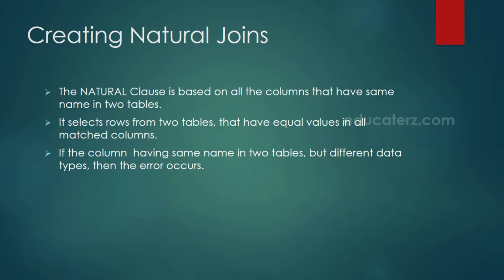For example, we have table A and table B, and table A has a column called column 1, and table B also has a column with the same name, column 1. But table A's column 1 has a data type, say for example varchar2, and table B has a column with the same name, column 1, with a data type, say date. When you join these two tables A and B using the natural clause, then because of the difference between the two data types with the same column name, the error occurs.